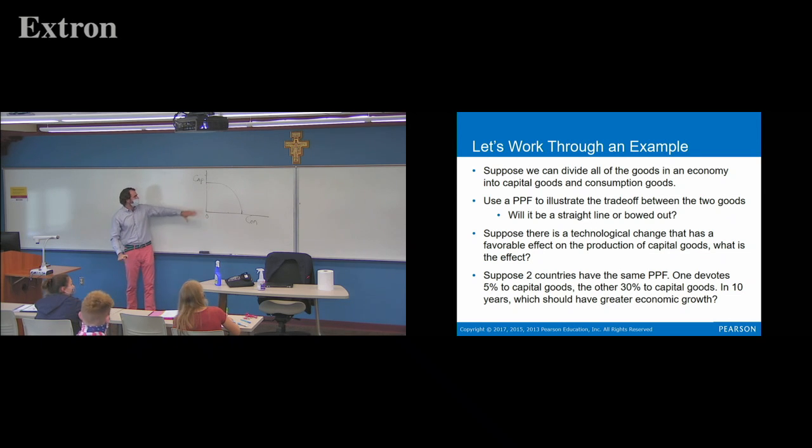So let's say two countries have the same production possibility frontier for these two goods, for capital goods and for consumer goods. One of them only devotes 5% of their resources to capital goods. So they're, say, about here. It's country A. Country B, the second country, devotes 30% towards capital goods. So they're up a little bit higher.